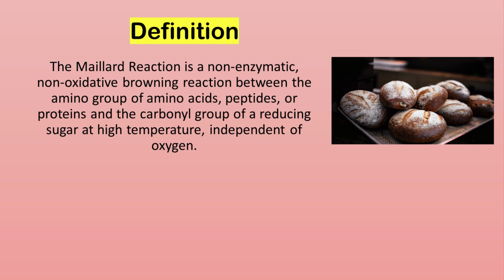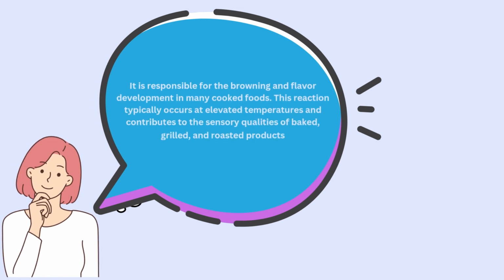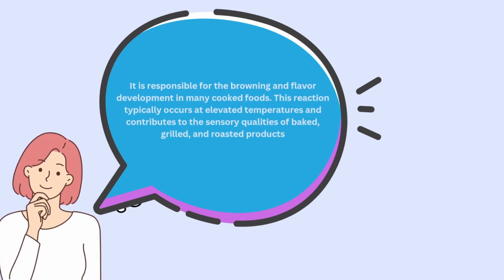Let us first look at the definition. The Maillard reaction is a non-enzymatic, non-oxidative browning reaction that takes place between the amino group of amino acids, peptides, or proteins and the carbonyl group of a reducing sugar, usually at high temperatures, and it happens independently of oxygen. Now, in simple words, this reaction is responsible for the browning and flavor development in many cooked foods. It typically occurs at elevated temperatures and contributes to the sensory qualities we enjoy in baked, grilled, and roasted products.